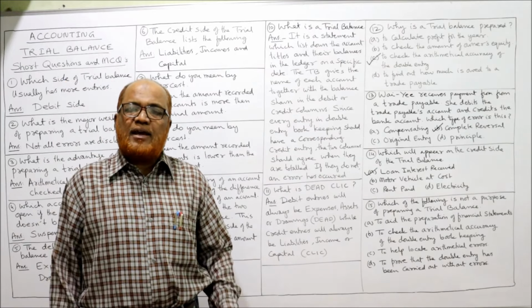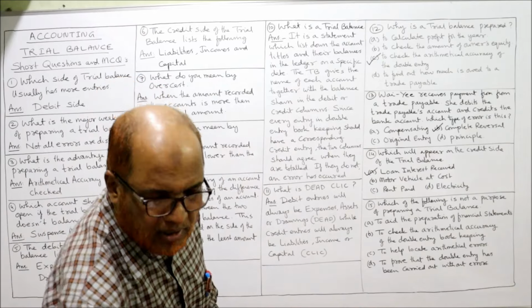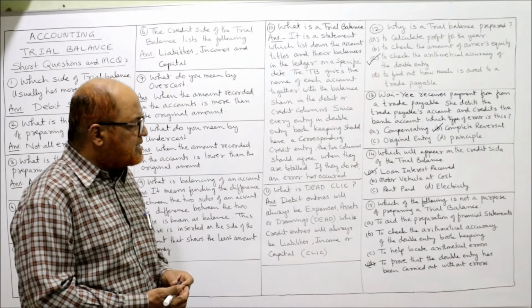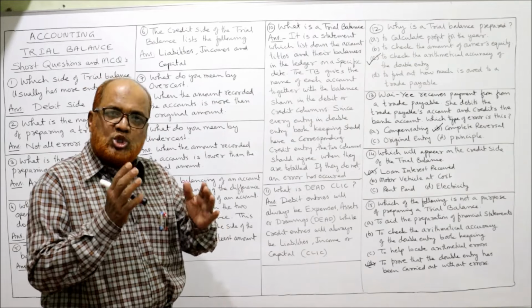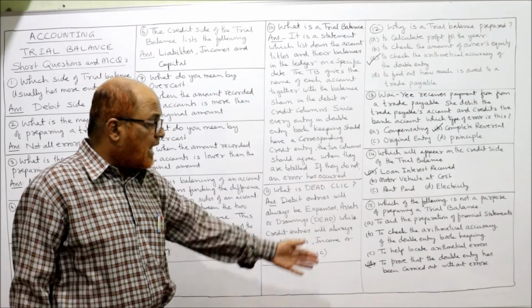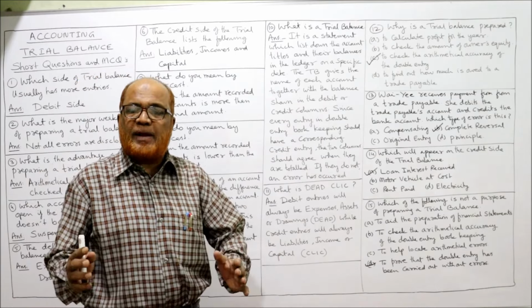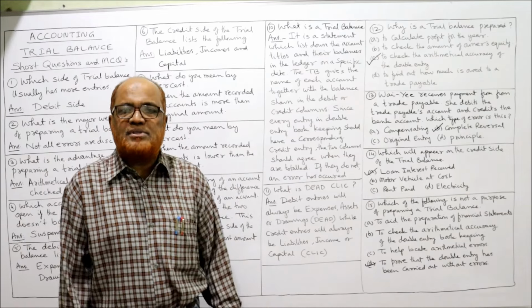So I have explained you some short questions and also some MCQs. The last one, this is not the purpose. A, B, C are the purpose. To help prepare the financial statements, to check the arithmetical accuracy, to locate the errors, these are the purpose. The last one is not the purpose of making a trial balance. So I've explained you a few short bits and also I've explained you some MCQs.